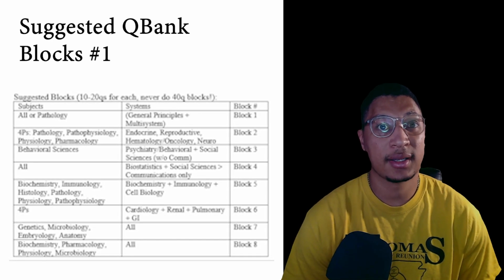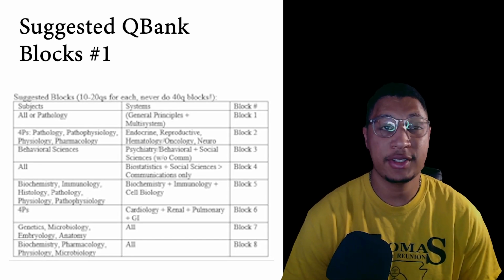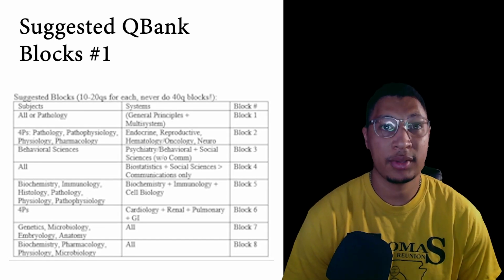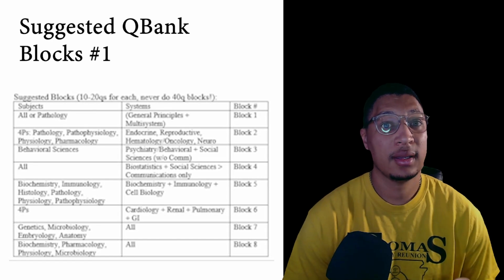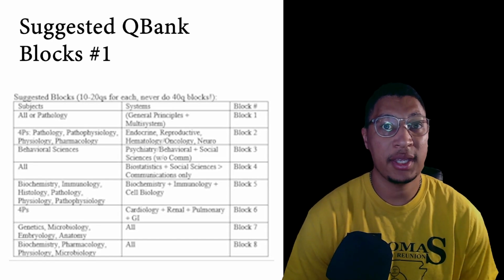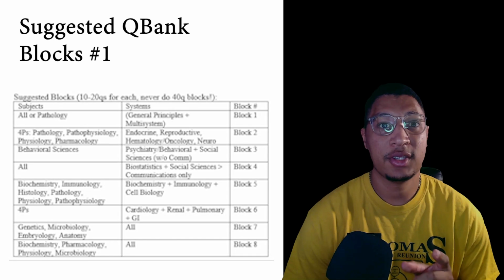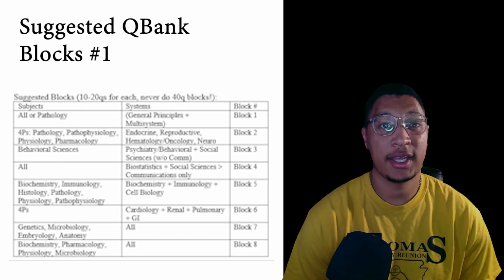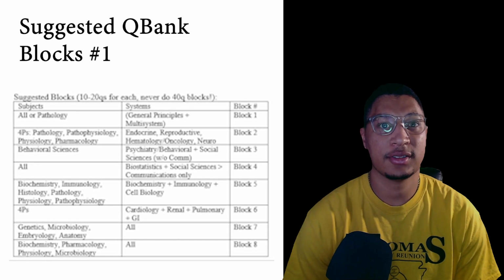Then for the second block, I'm doing the 4 Ps, so pathology, pathophysiology, physiology, and pharmacology. And I'm doing that for endocrine, reproductive, hematology, oncology, and neuro. Then for my third block, I'm doing the behavioral sciences subject, and I'm using psychiatric behavior and social sciences without communications. So you don't want to select communications in this block.